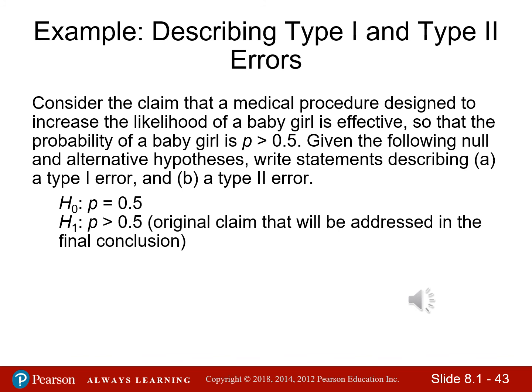Let's look at this example. Consider the claim that a medical procedure designed to increase the likelihood of a baby girl is effective, so that the probability of a baby girl is p greater than 0.5. Given the following null and alternative hypotheses, we can write the statements describing a type 1 error and a type 2 error. So our null hypothesis would be p equals 0.5, and our alternative hypothesis would be p greater than 0.5.